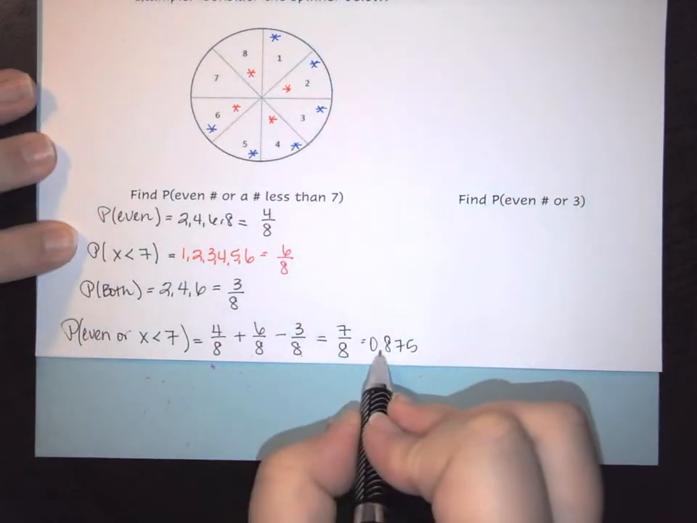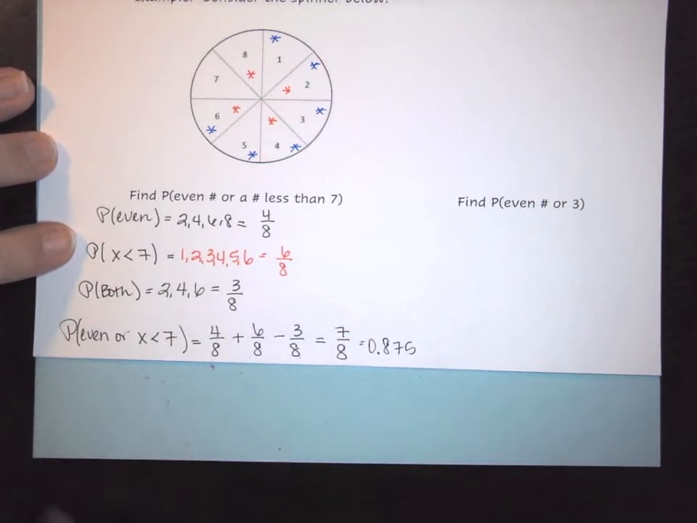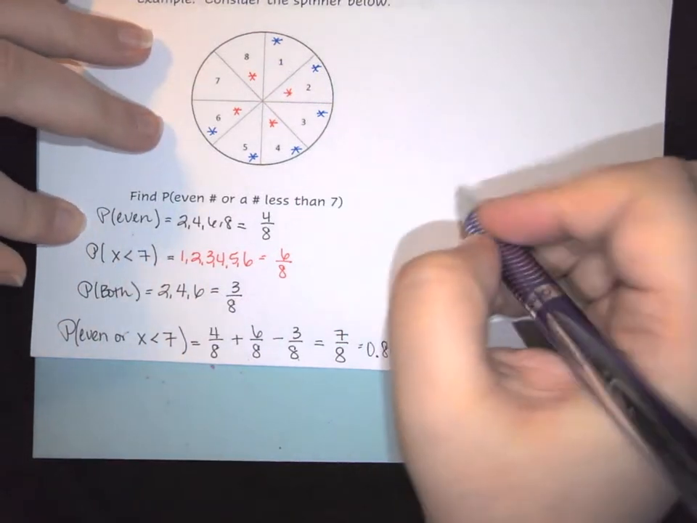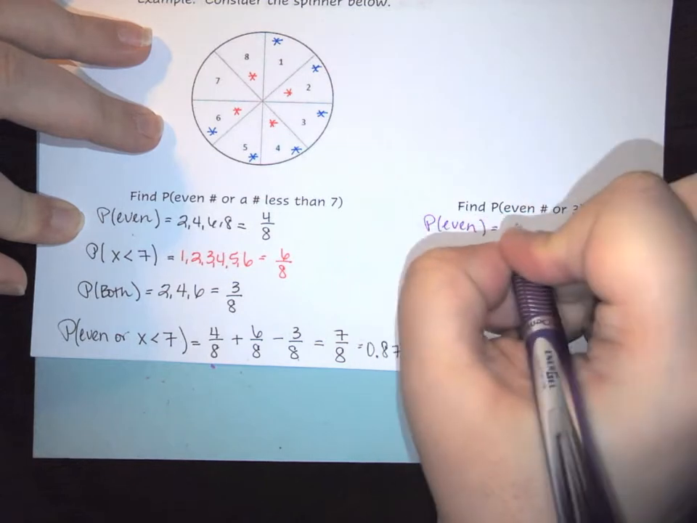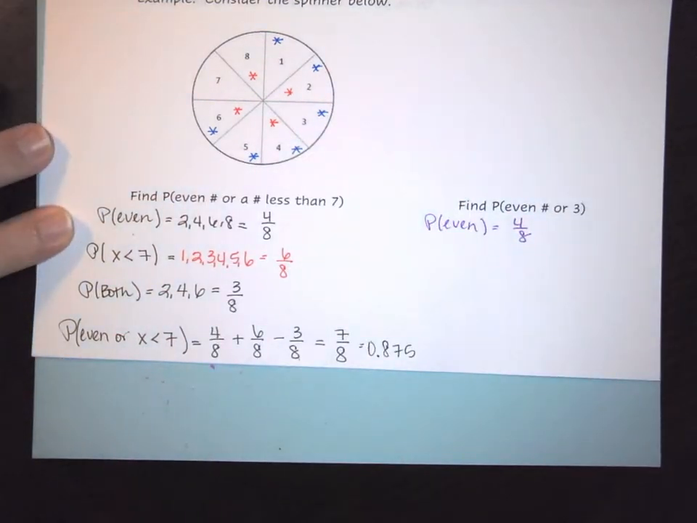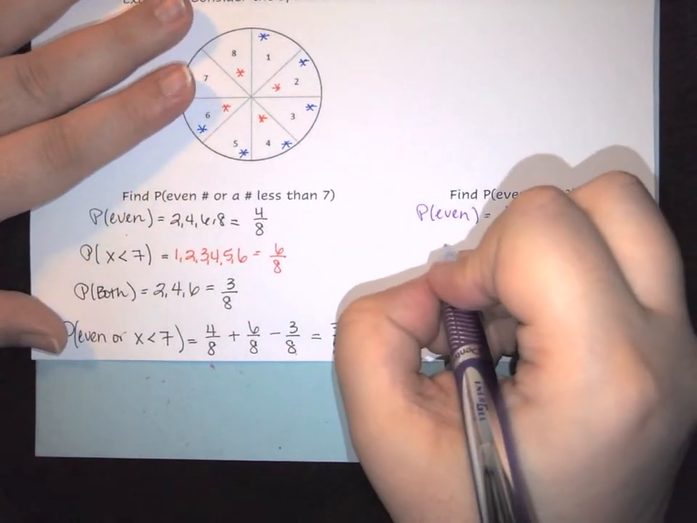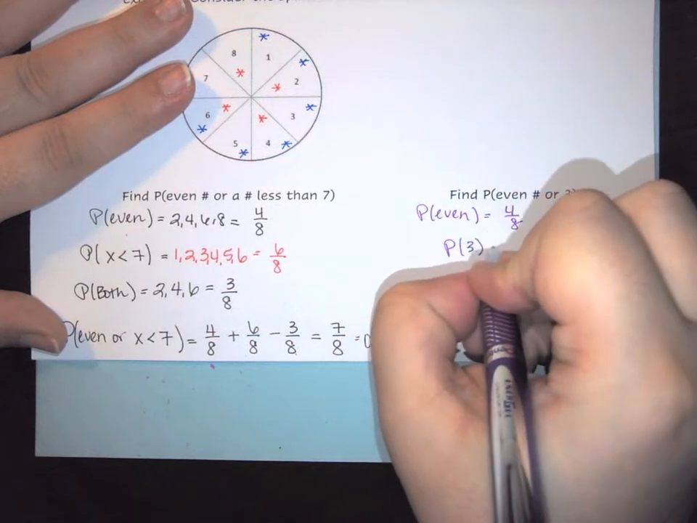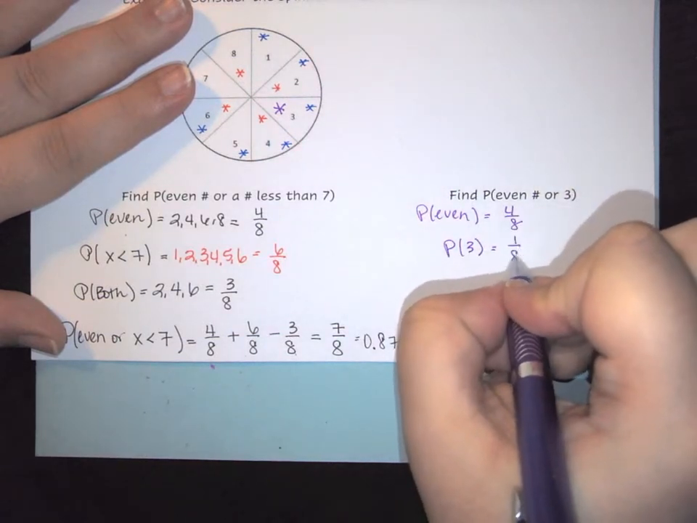Okay. So that is the first one. So let's look at the second one here. Again, we want the probability of even, and we already know that. My probability of even is going to be 4 out of 8 because we used it in the previous problem. But now we want to know the probability of 3. So the probability of 3 is going to be that I land on 3 and only 3. So this is going to be 1 out of 8.